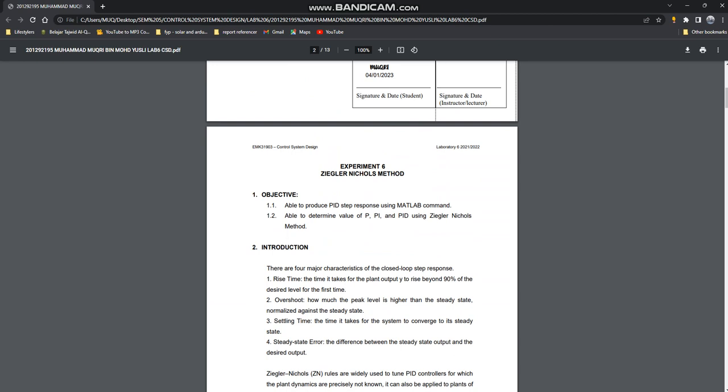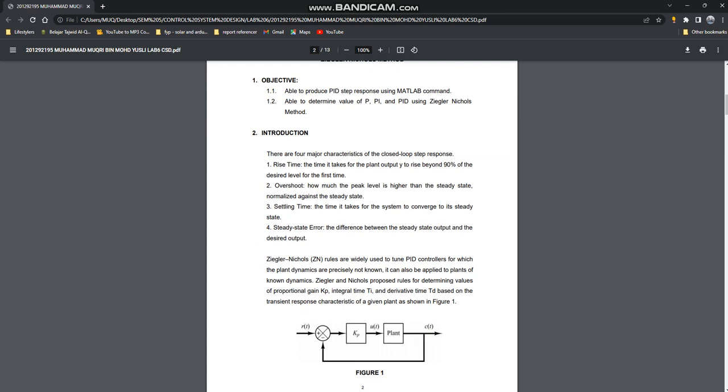So the objective of this experiment 6, or lab 6, is that students should be able to produce P, PI, PID step response using MATLAB command. And the other one is that students should study and determine the value of P, PI and PID using the Ziegler-Nichols method. So this is the introduction of lab 6.